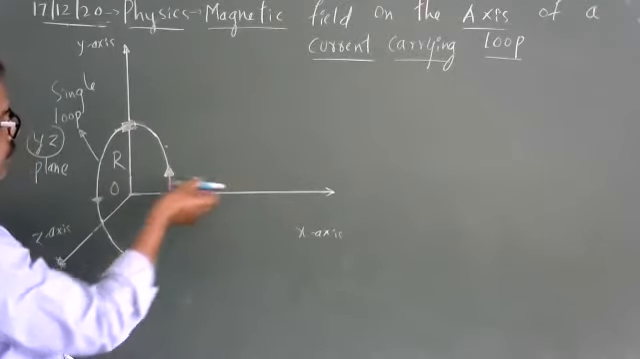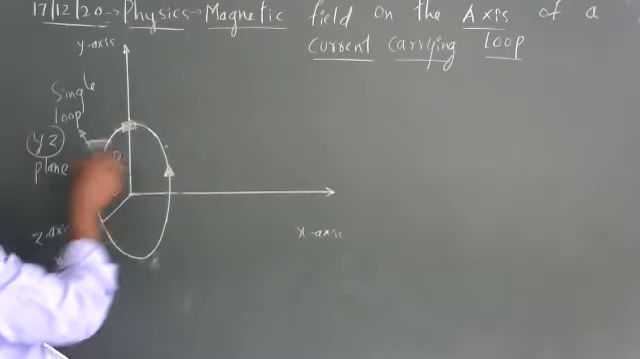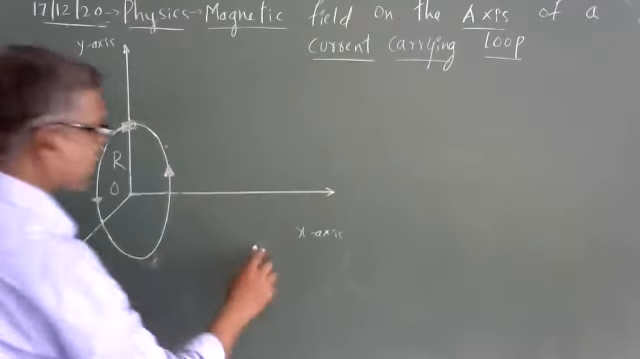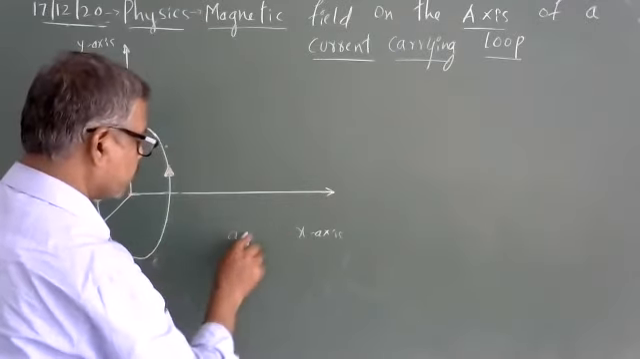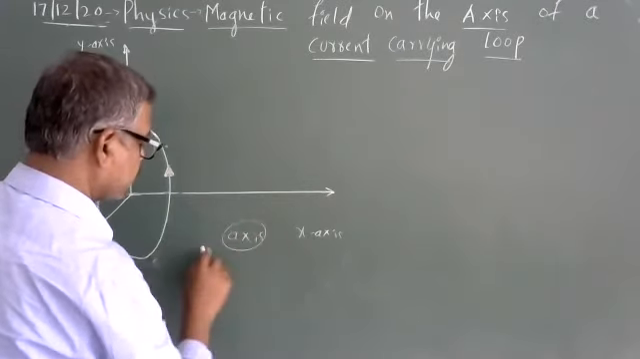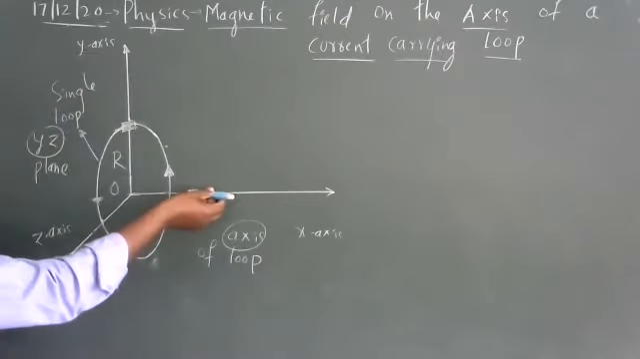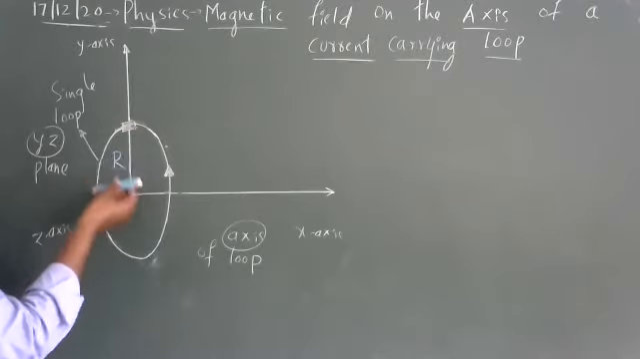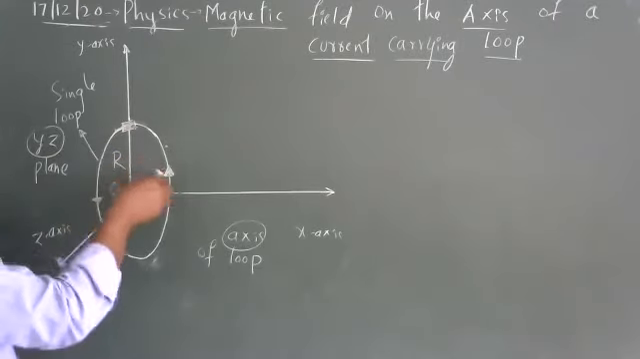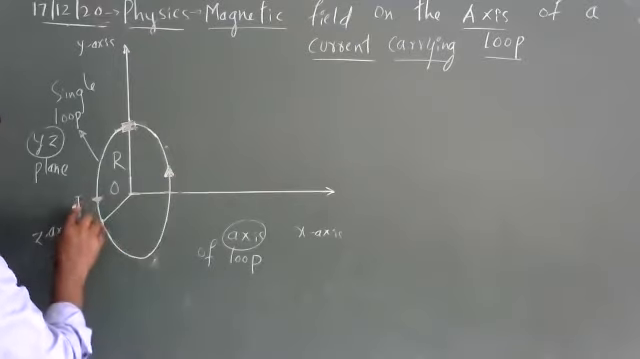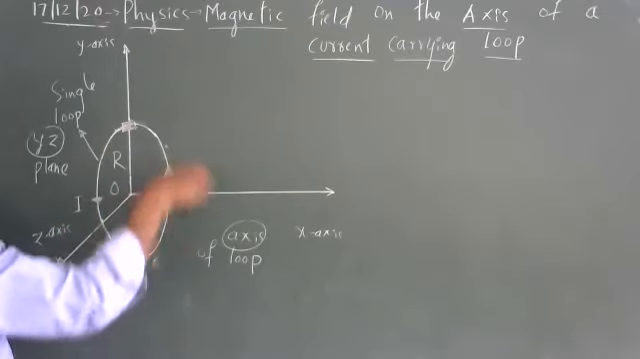This axis is perpendicular to the loop and the loop is present in the yz plane. I repeat, the x-axis acts as the axis of the loop. This x-axis is perpendicular to the loop and the loop is present in the yz plane. Now, since current is flowing, this arrow mark means I. I is the current in the circular loop, only a single loop.